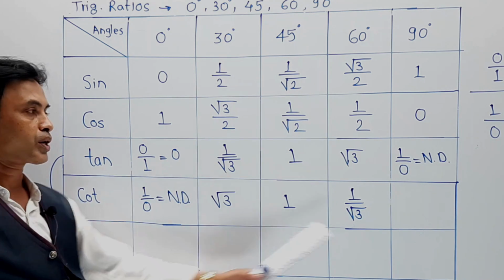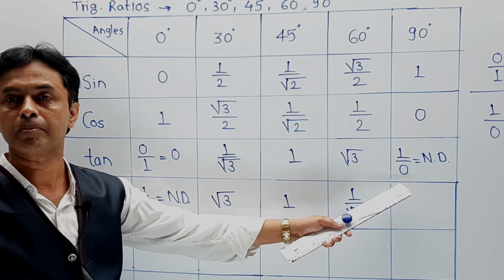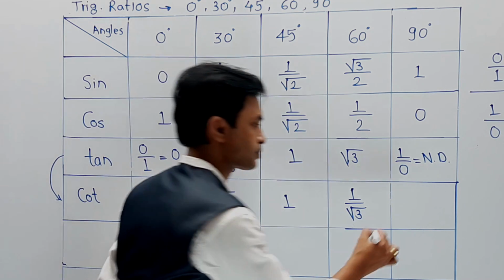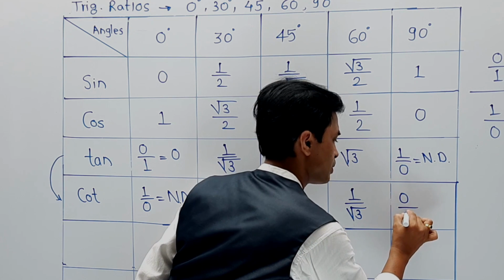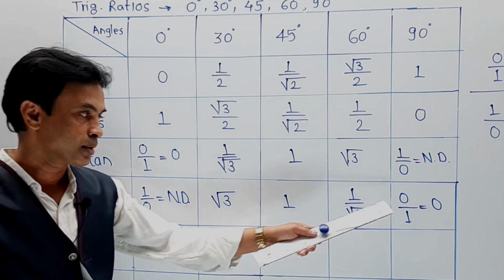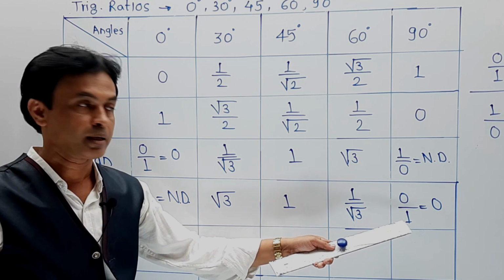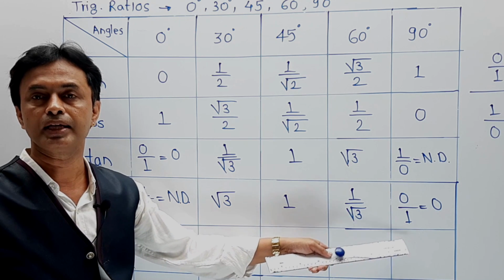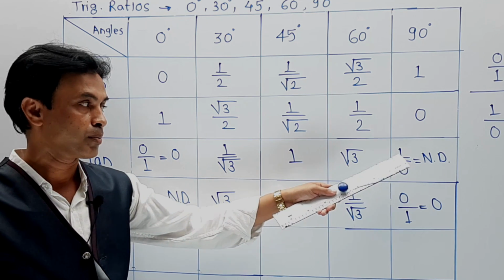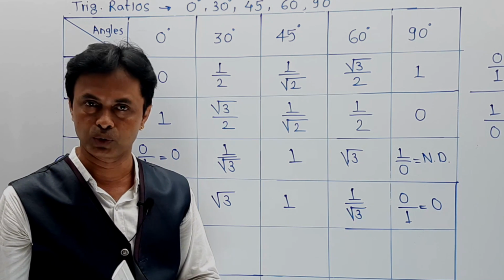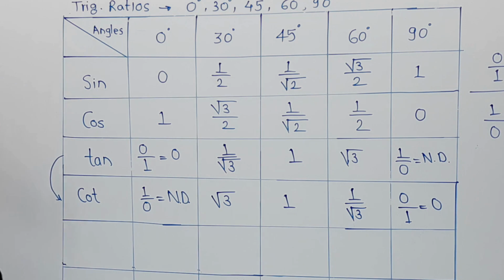Now here for cot 90, tan 90 is 1 by 0. Now it becomes reverse, meaning 0 by 1. So it becomes 0 divided by 1, and that is nothing but 0. Why? Because 0 can be divided by any number, and its answer is always 0. But any number cannot be divided by 0. In that case, you have to write not defined. Students, remember it carefully. Now, we have written the reciprocal of tan as cot.